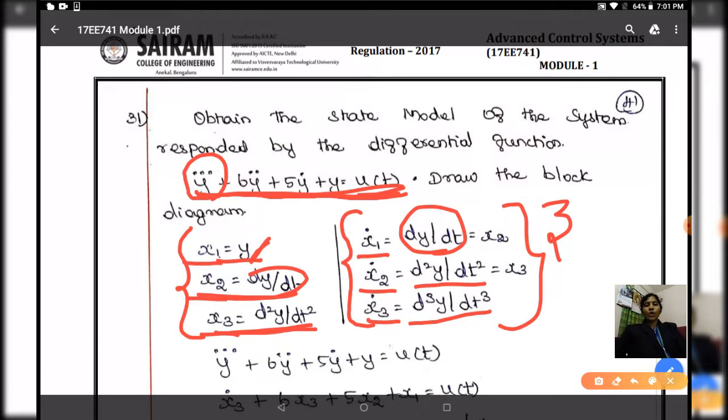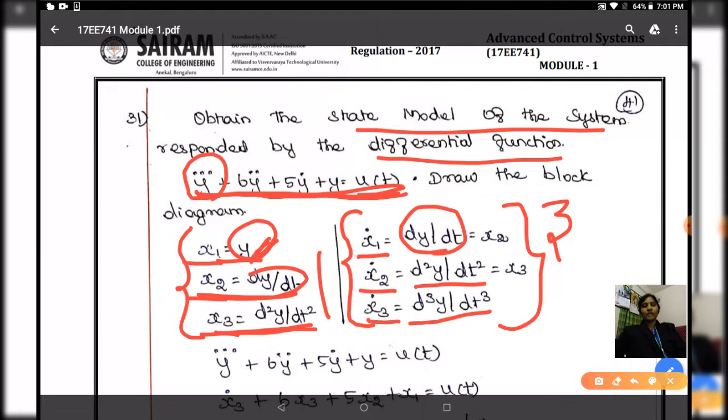Then you replace all these physical variables. In case of solving the state model of the system by the differential equation approach, your first state variable will be your physical variable and the other state variables are the derivatives of your system variable.